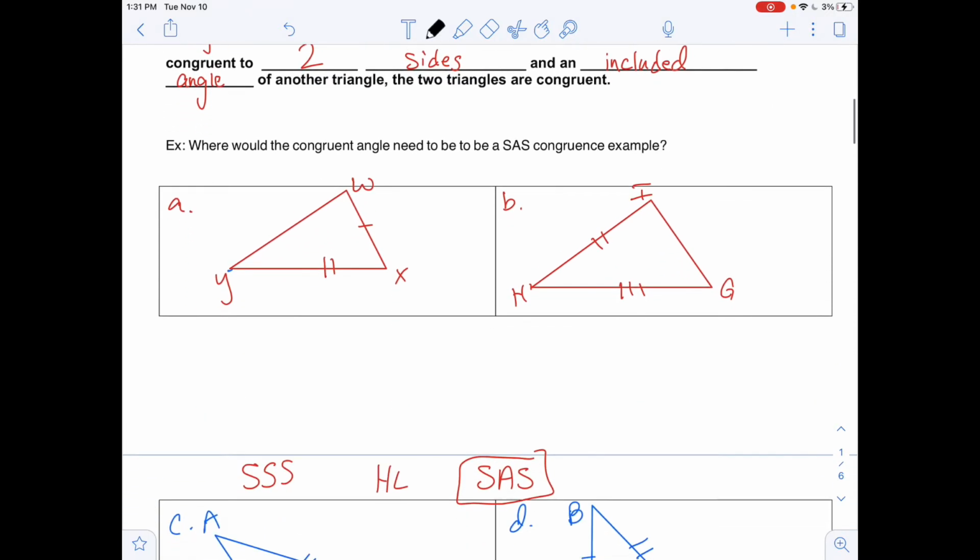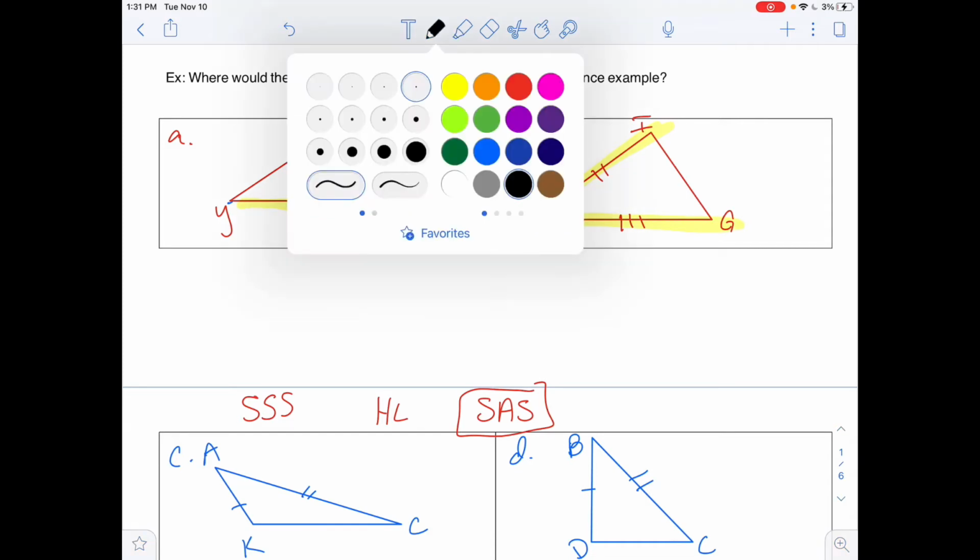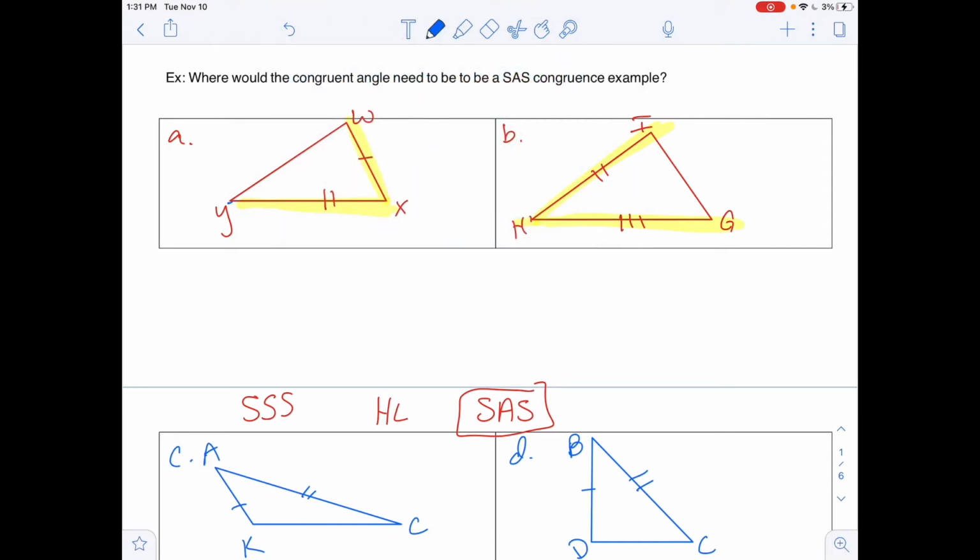And there's a couple of ways you can think about this. Where would the congruent angle need to be in order to have side angle side? Well, here's my sides. I'll identify those first. You can think about this as the angle that sort of bridges the gap between those two sides. Or if you look where those two sides intersect, WX is going to touch YX at angle X. So my included angle would be angle X.